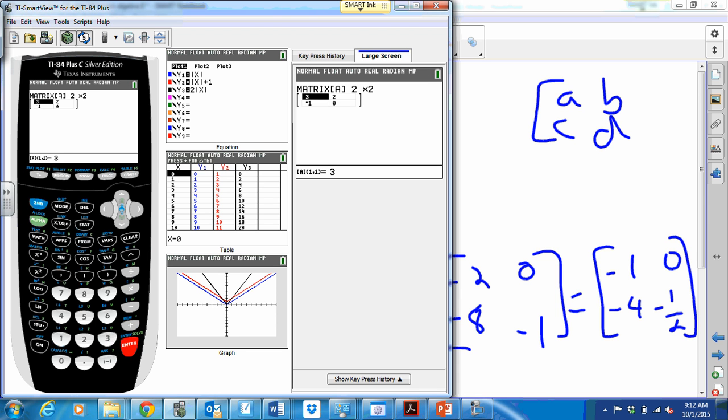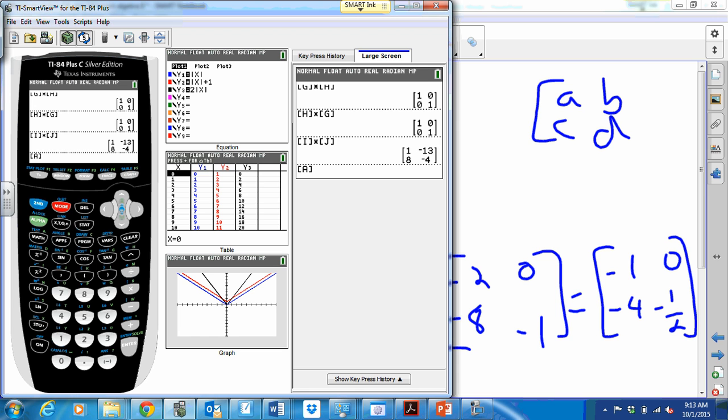In this case, I want -1, 0, 8, and -2. Then I'm going to quit. Now I want to find the inverse of this matrix.